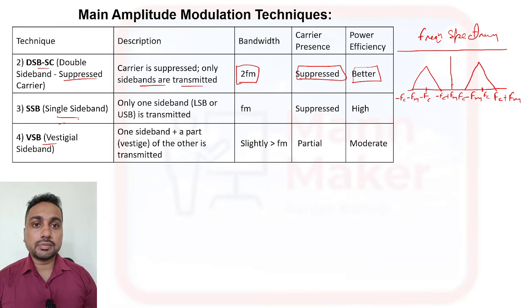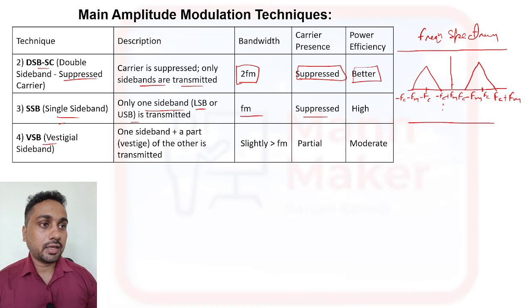Now SSB is what? Single sideband. Here only one sideband will be transmitted, either LSB, the lower sideband, or the upper sideband. Only one sideband will be transmitted, and here the bandwidth will be FM, and here also the carrier will be suppressed, and power efficiency is high here. Okay, power efficiency is high here.